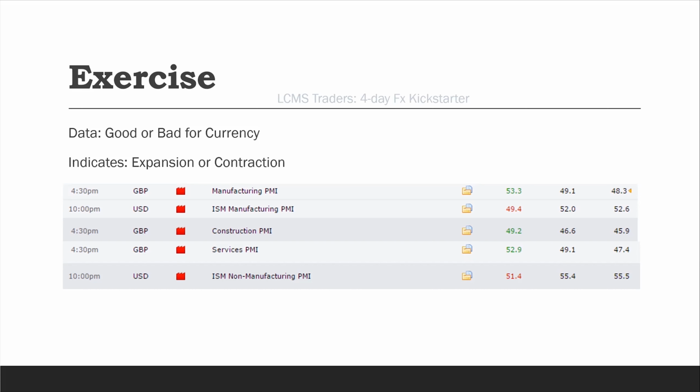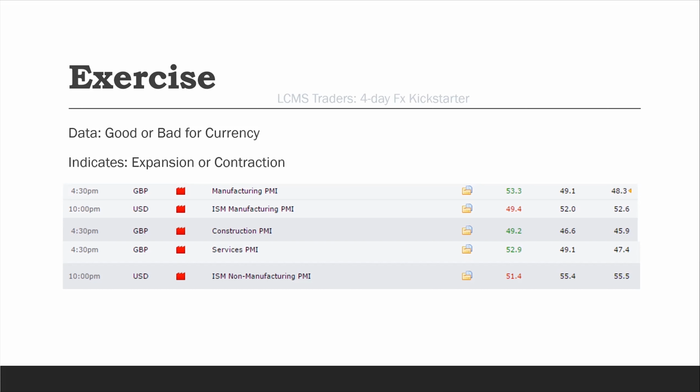So it's good for the currency. And what you also should take note is that 52.9 indicates an expansion. So you would have seen that services PMI went from 47.4, which was a contraction, towards 52.9, which is an expansion. So at this point, I would expect to see a big move upwards in price for the pound US dollar as we see services PMI go from a contraction to an expansion.